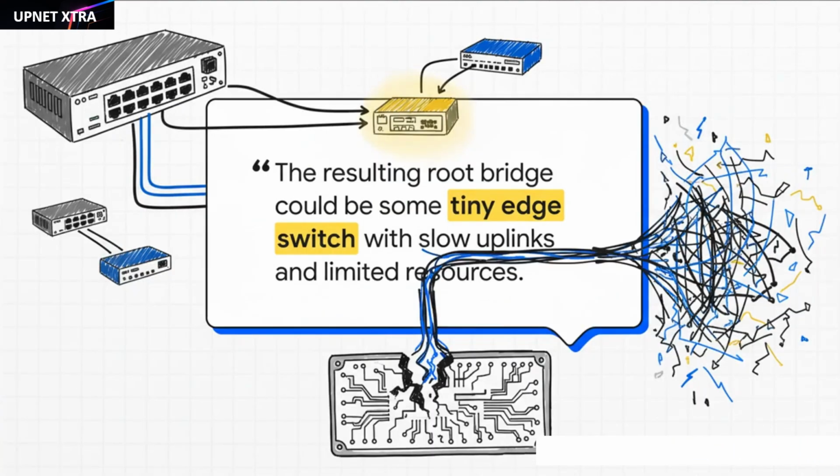And this quote from Kevin Dooley just nails the problem perfectly. If you leave this critical decision up to chance, Murphy's Law kicks in. Your oldest, creakiest, most underpowered switch could suddenly become the core of your entire network just because it happened to have a low MAC address. All your traffic then tries to squeeze through this tiny bottleneck, and your network becomes slow and incredibly unstable.